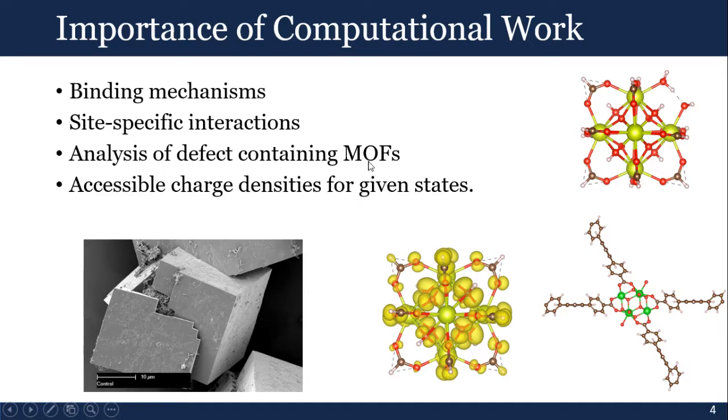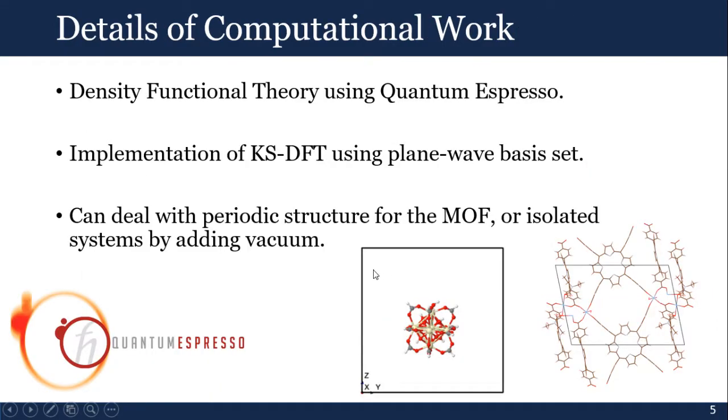The analysis of defect-containing MOFs is really important because you can explicitly just put molecules at these defects. Defects in MOFs generally happen during the chemical synthesis. You might have some number of defects per node, and interesting things can happen with the binding there. And then, being that the methodology is electronic structure codes, we have readily accessible to us things like charge density, density of states, etc.